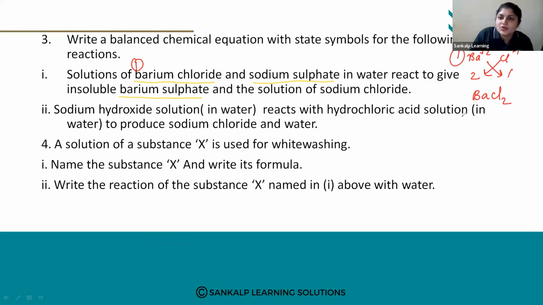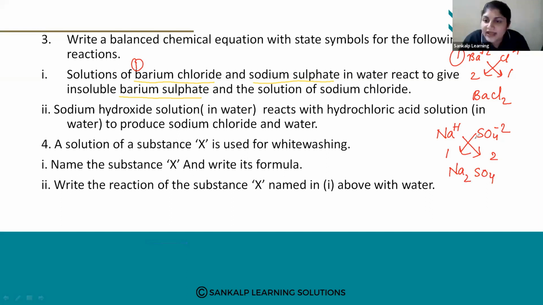Now is sodium sulfate. Sodium sulfate is what? Na, and sulfate is what? SO4 minus 2. So Na will be plus 1, this will be 2. So again crisscross. Whenever you have charges different, it will be crisscross. So what will be? Na2SO4. So this will be our next compound. So this is our second one. Now third is barium sulfate.